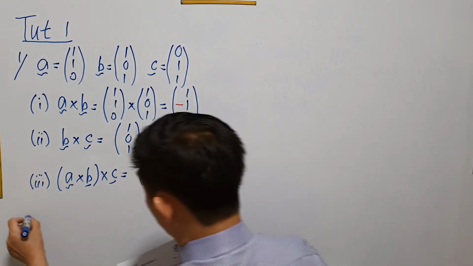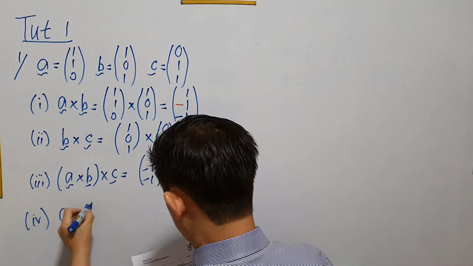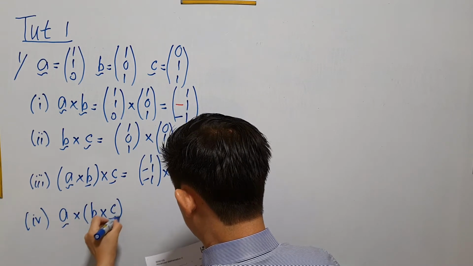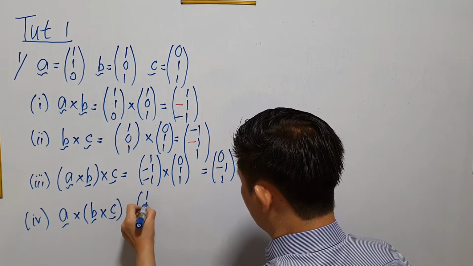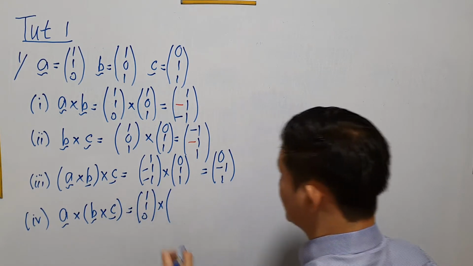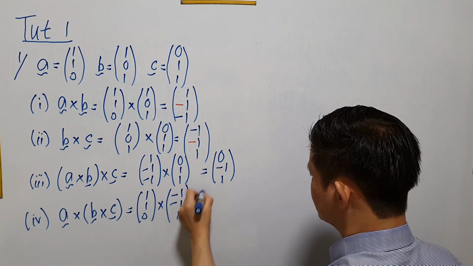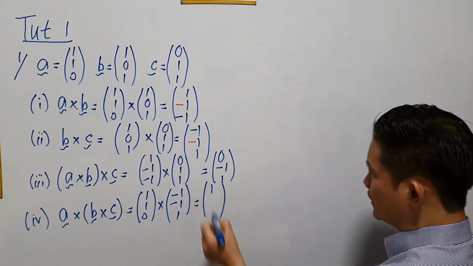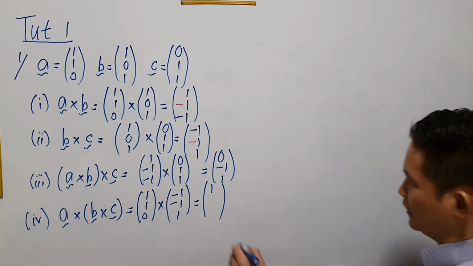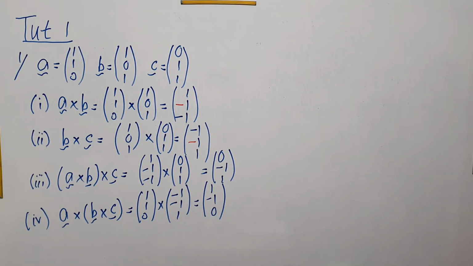And for part 4, you are asked to find A cross B cross C. A is 1, 1, 0, and then B cross C. B cross C is this, which is 0, minus 1, 1. So again, you cover the first row, you get 1. You cover the second row, you get minus 1. You cover the third row, you get 0. This therefore is I minus J, 0.